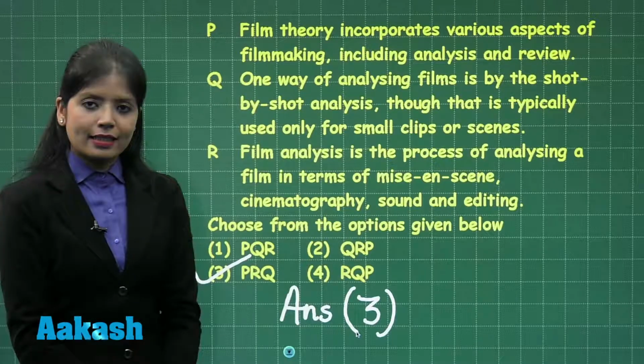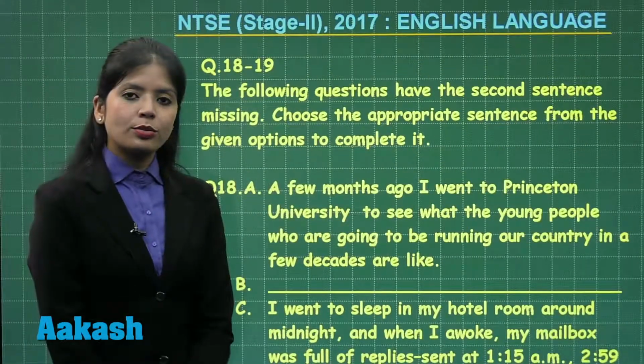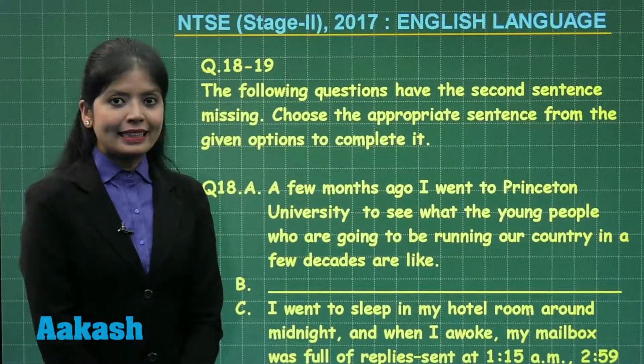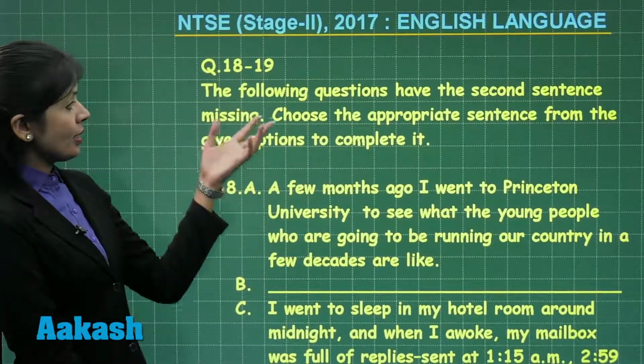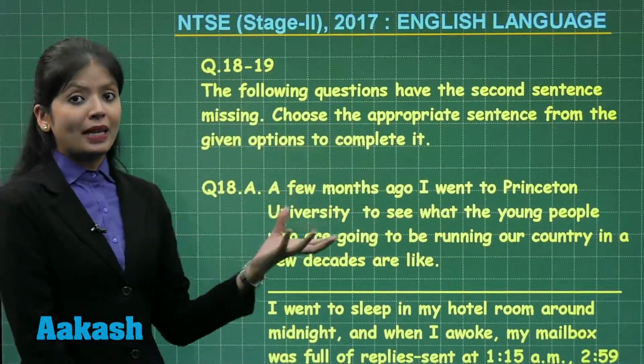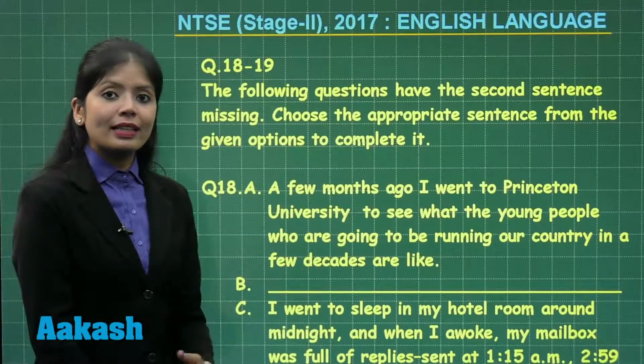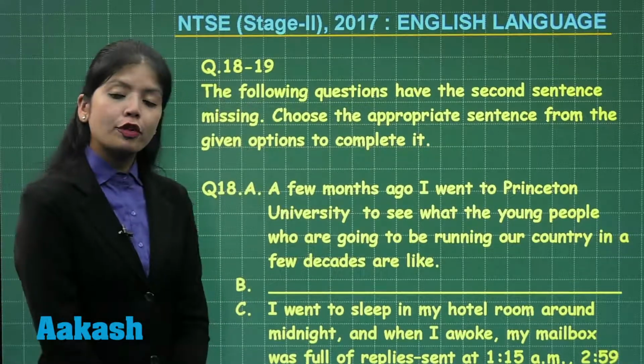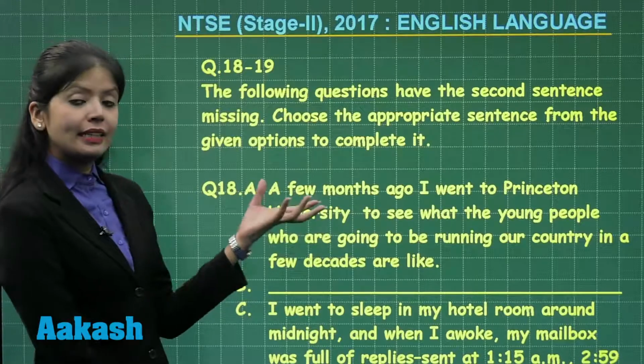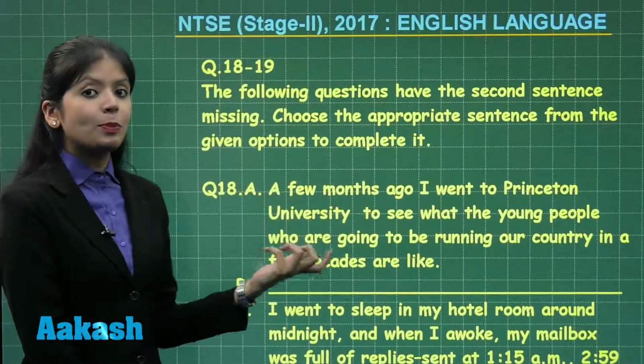Let's look at the next set of questions. Okay students, let's move on to question number 18 and 19. Now, both these questions are based on the concept of para-completion, which means a paragraph has a missing sentence. From the given options, you have to provide the missing sentence for each paragraph.